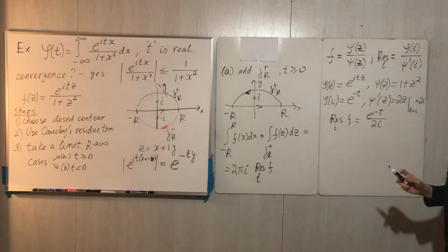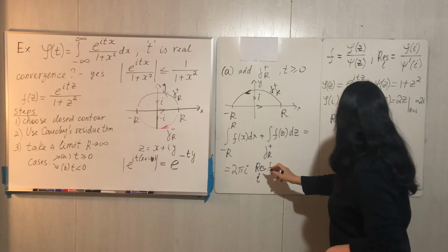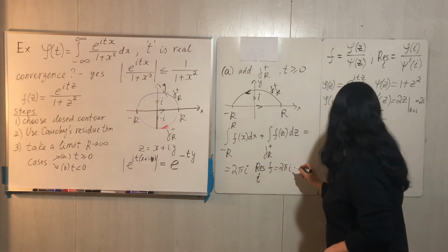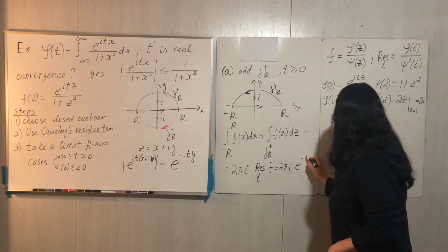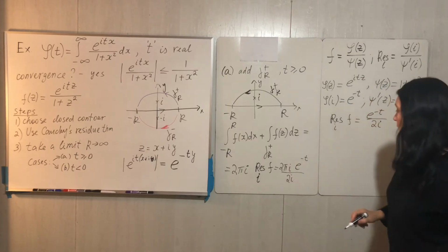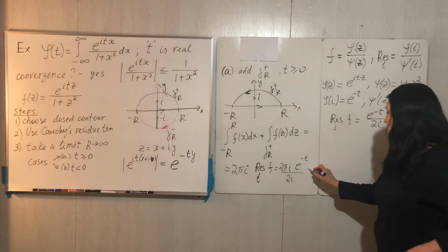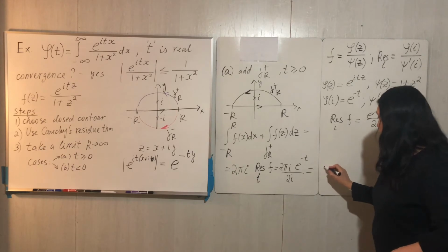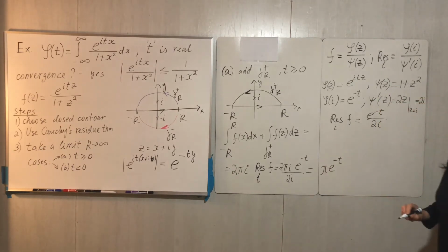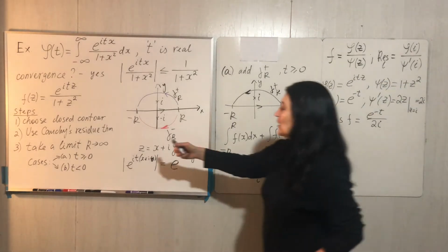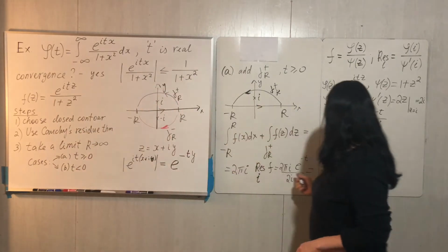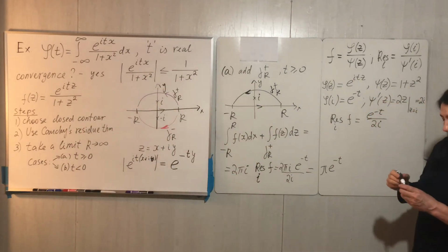So we take this value and plug it here, so we have 2 pi i times e to the negative t divided by 2i. The 2i's cancel out, and then we have just pi e to the negative t. Right? So this step, which involves Cauchy's residue theorem, is done. So now let's see what we need to do.